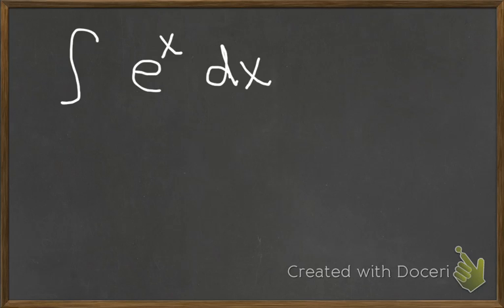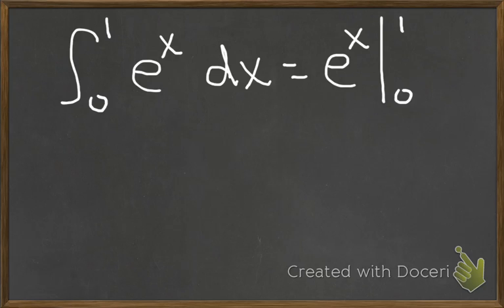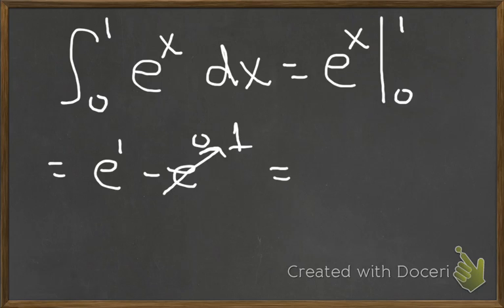Let's try another example. Suppose I had the integral of e to the x dx between, say, 0 and 1. The antiderivative of e to the x, of course, is e to the x. I put the vertical line for my limits. The lower limit is 0 and the upper limit is 1. So this is equal to e to the first power minus e to the 0 power. E to the 0 power is 1, so this is equal to e minus 1.